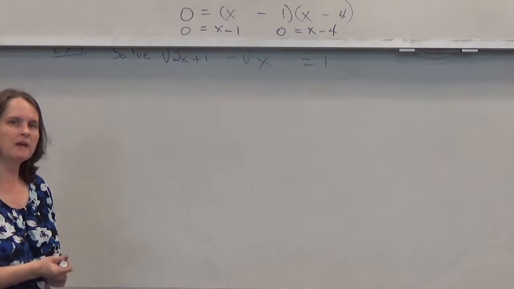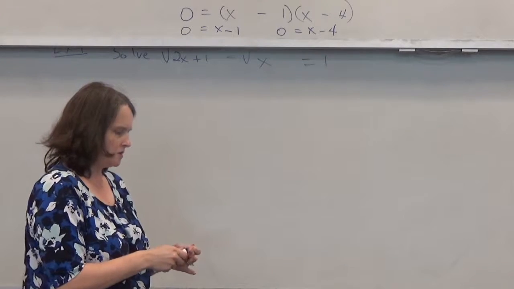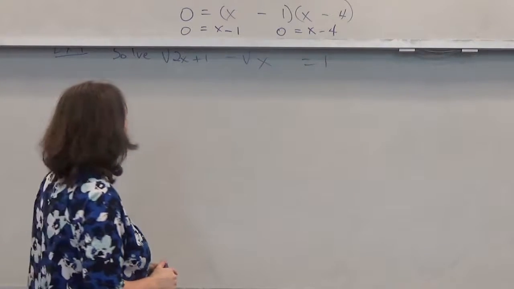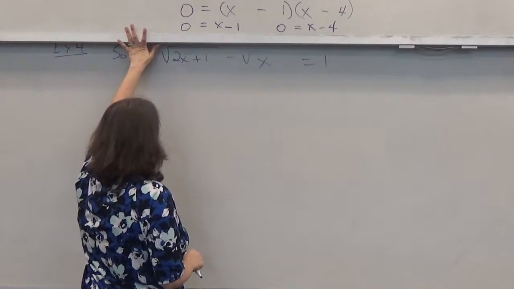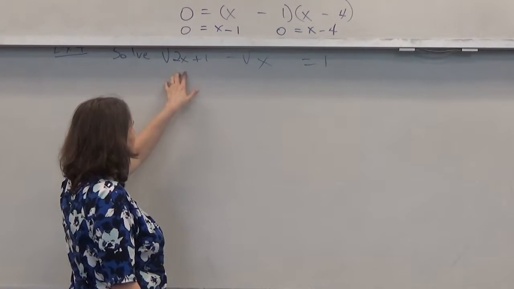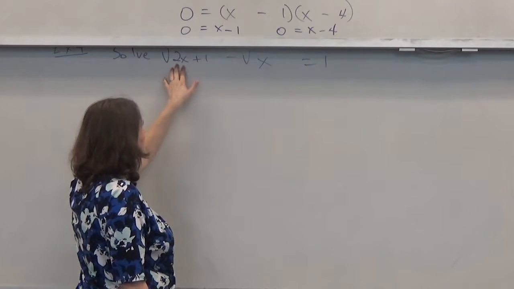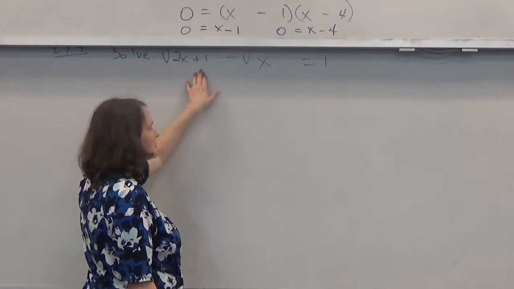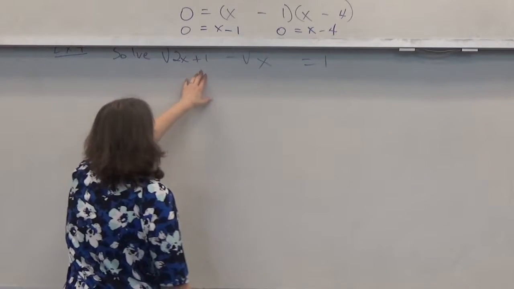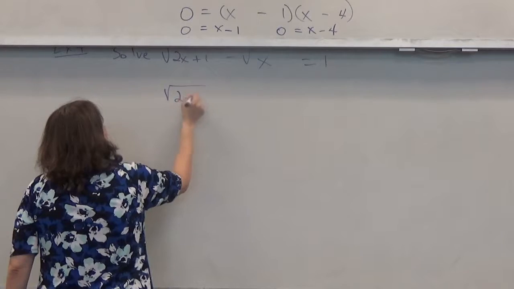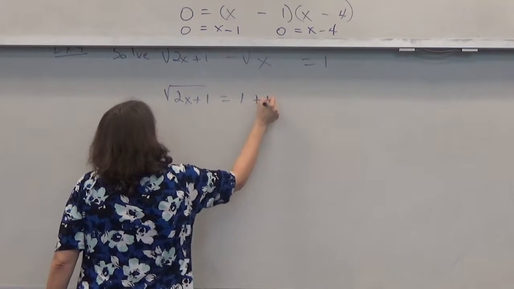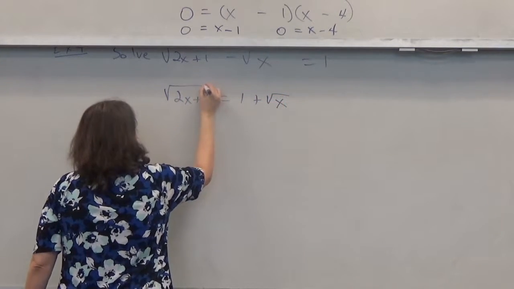In example 4, we've got 2 radicals. We're going to start by isolating one of the radicals on one side of the equation. You'll probably find that it's most useful to begin by isolating the radical that has the most stuff on the inside. That way you can eliminate that radical first. Let's add square root of x to both sides. Now square both sides.